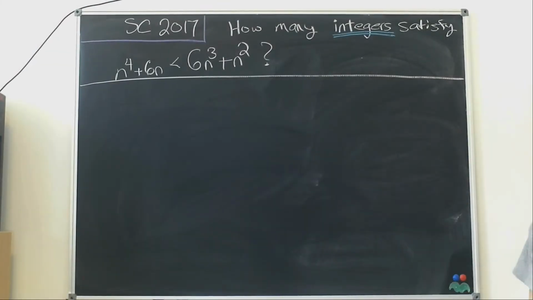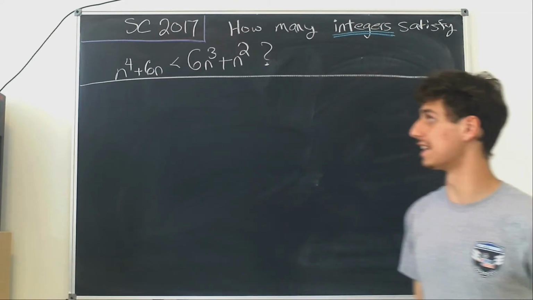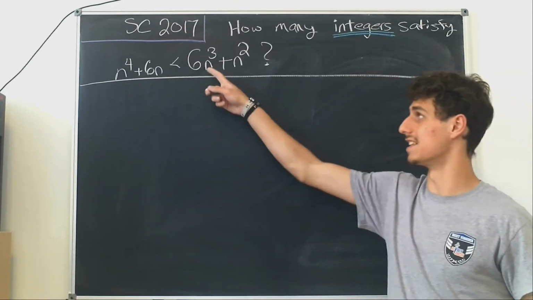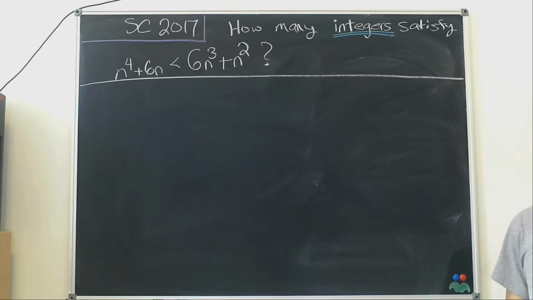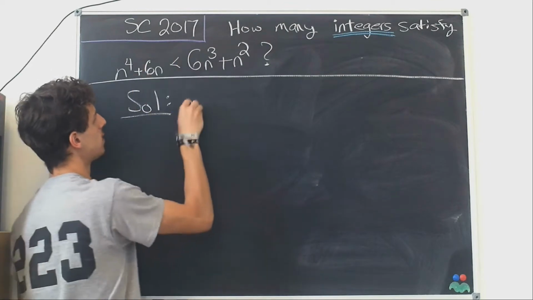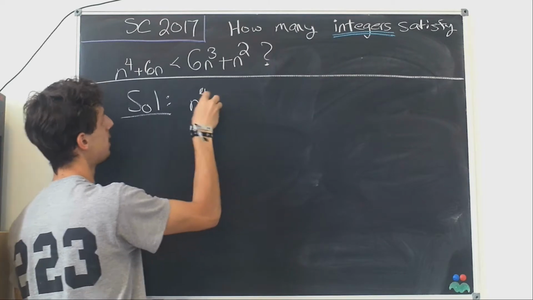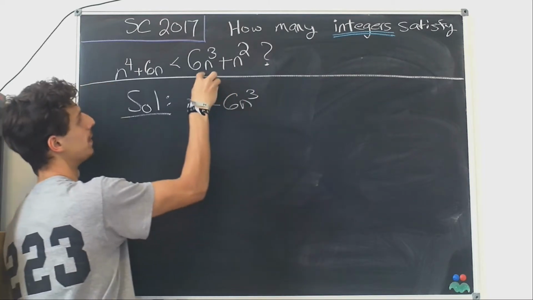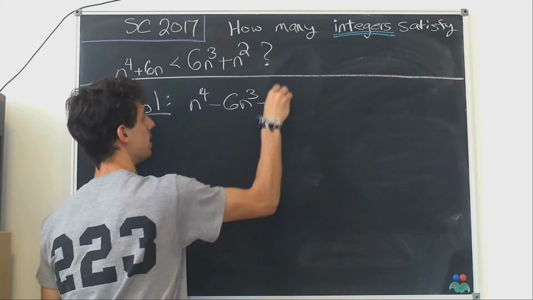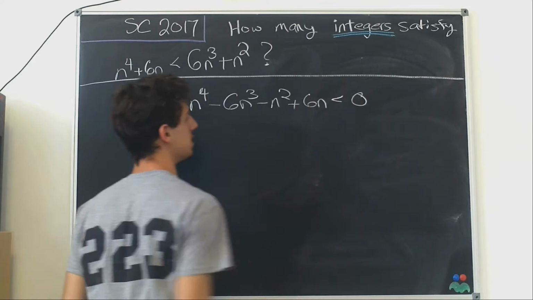Here we have a problem from the South Carolina 2017 math contest, and it asks us how many integers satisfy this equation, where the equation is n to the fourth plus 6n is strictly less than 6n cubed plus n squared. So let's jump into the solution. What we want to do is move everything to the left-hand side of this less than symbol. So we'll have n to the fourth minus 6n cubed, by this term moving over here, minus n squared, by this term, and then plus 6n is less than 0.